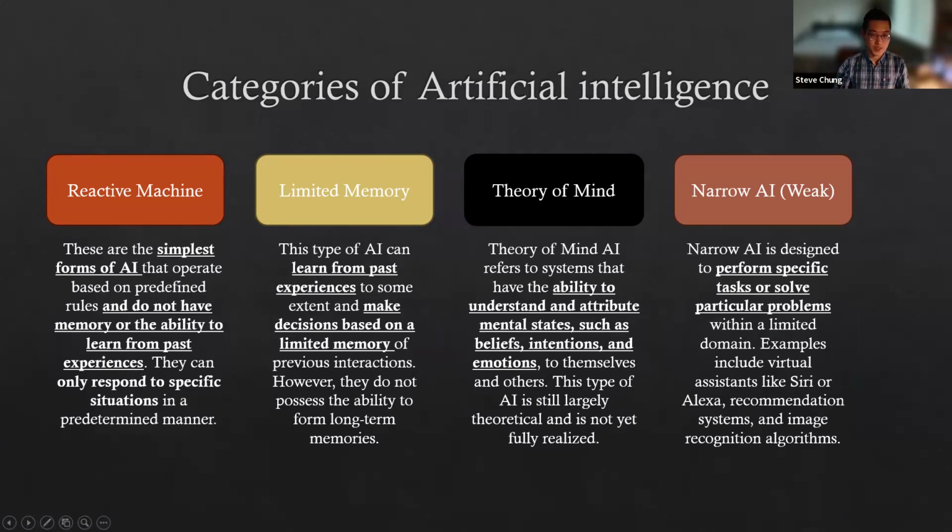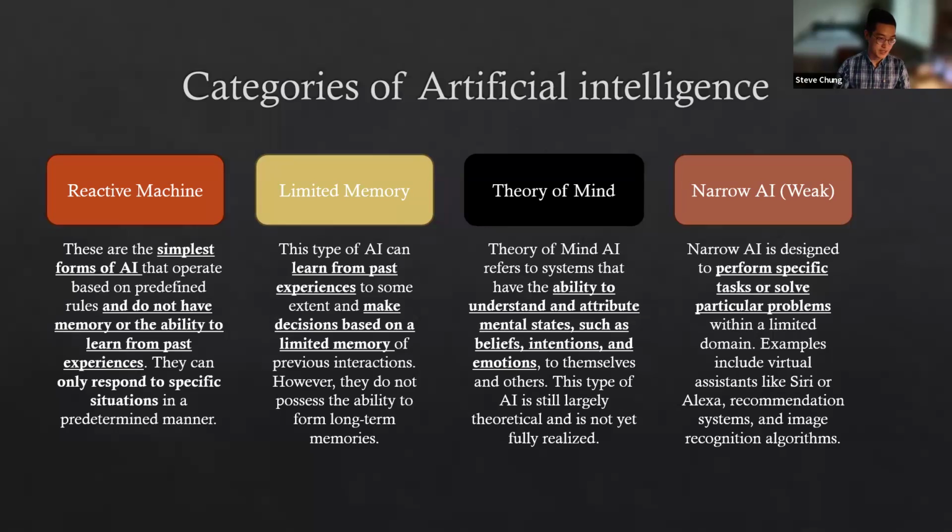From the top, we have reactive machines, which are very simple AI that does whatever it is programmed to do. It doesn't have the capability of learning from any of these experiences. It only has the program, and it gives a specific set of delivery or output. Limited memory, like the name implies, has the capability of storing certain memory. Most of the time it has the memory of learning from that specific moment, and it derives the output based on what the program is telling it.